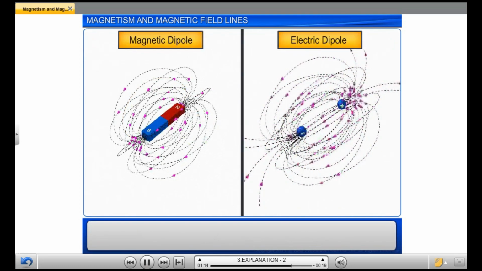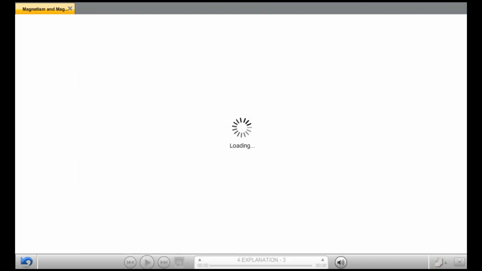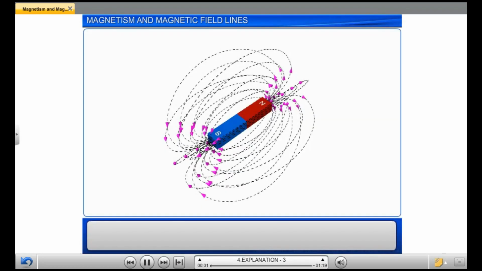In the case of an electric dipole, the electric field lines start from the positive charge and end at the negative charge. Unlike magnetic field lines, the electric field lines are not closed loops. They are open curves. The field lines give us a visual impression of the magnetic field. If we draw a tangent to a magnetic field line at a given point, it represents the direction of the resultant magnetic field at that point.